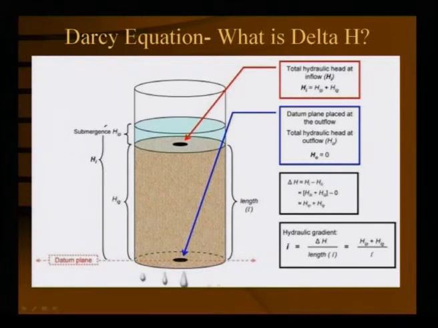So, delta H, the change in hydraulic head, is HI minus H0. HI is nothing but soil with water, minus 0. So the hydraulic gradient i is equal to the change in hydraulic head divided by length. This is your change in hydraulic head and this is your length.